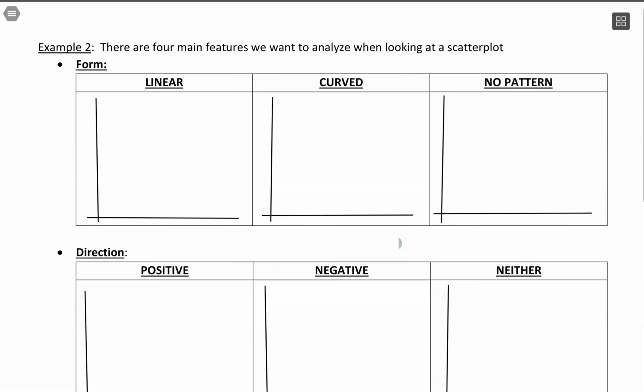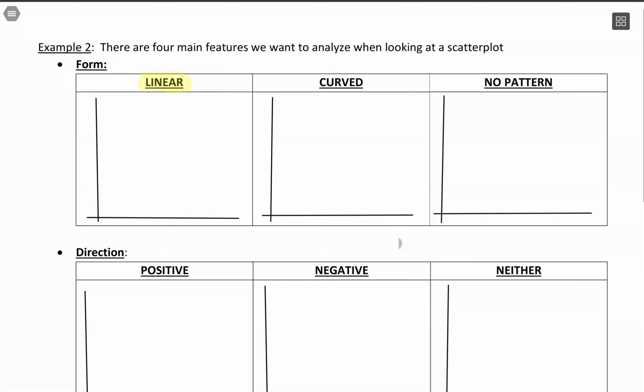So once we have the scatter plot for our data, we'll want to go and describe it. There are four features that we can look for in describing our scatter plot. First is the form of the data, kind of the general shape. Since we're doing linear regression, we really want this linear case to show up, and we'll want to be careful of this curved or no pattern case.